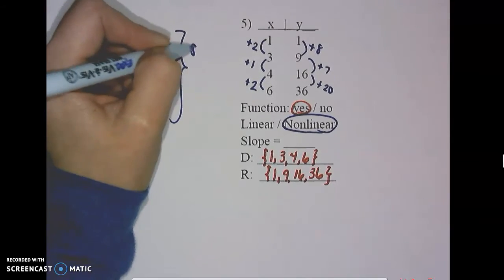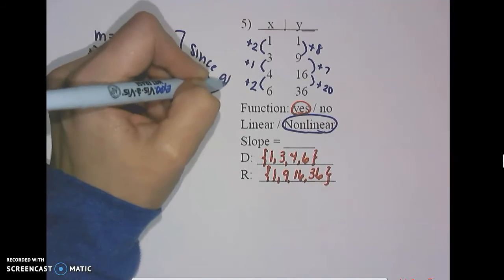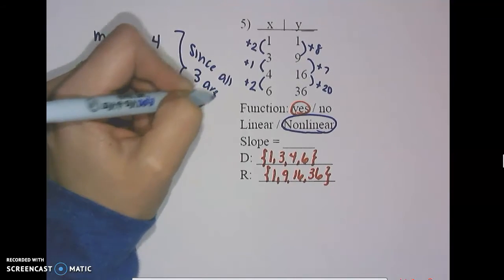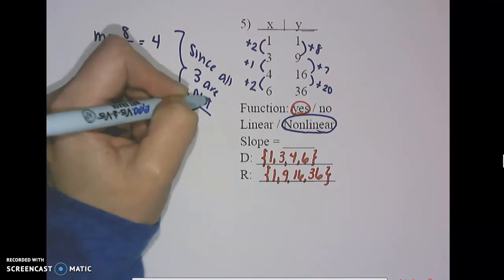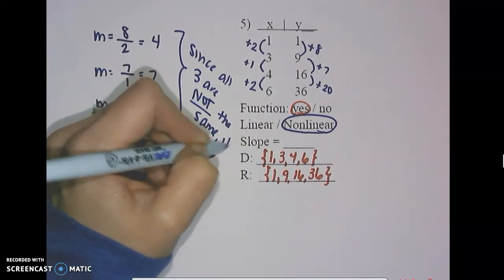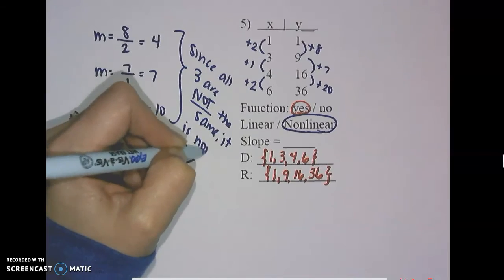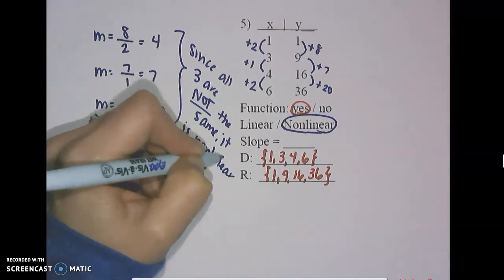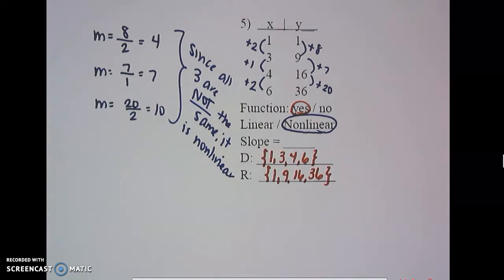So since all 3 are not the same, it is nonlinear. Okay, so keep that in mind. If it's nonlinear, we also don't have a slope. Change in y over change in x, all of those things need to be consistent for this to be linear.